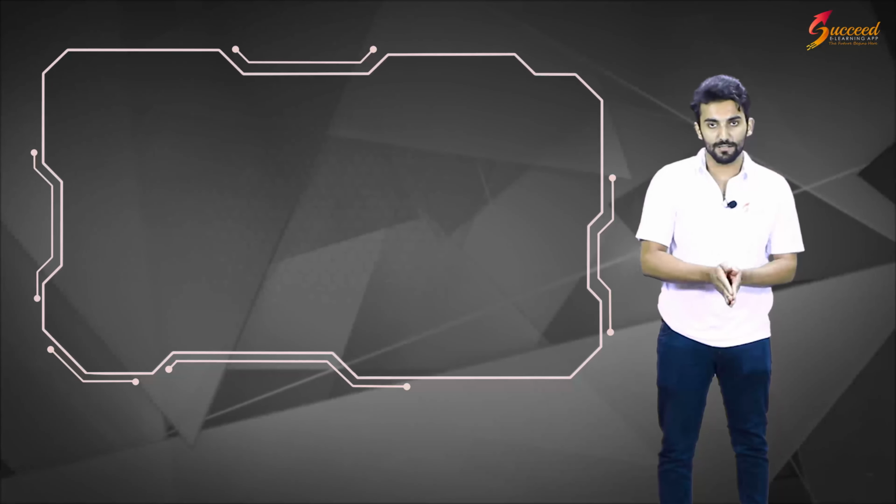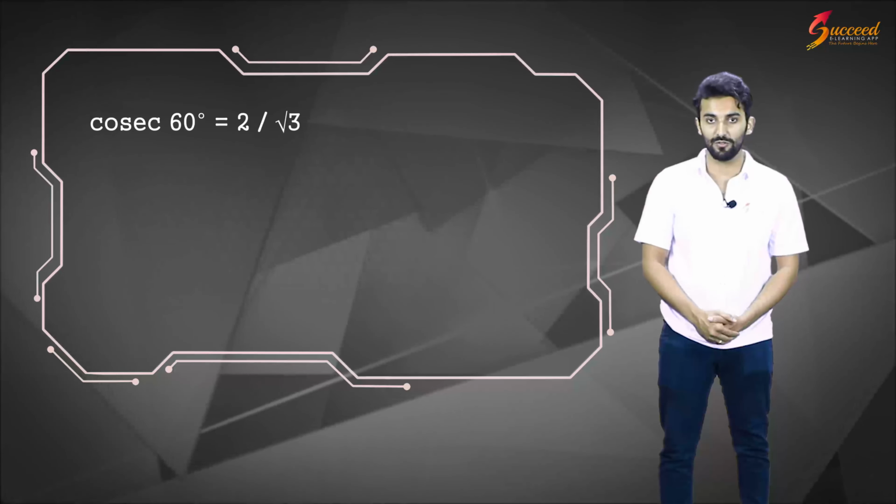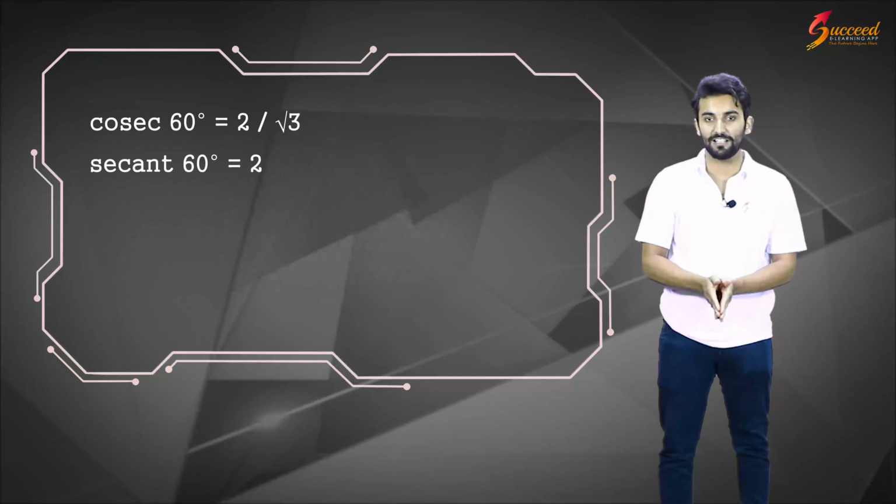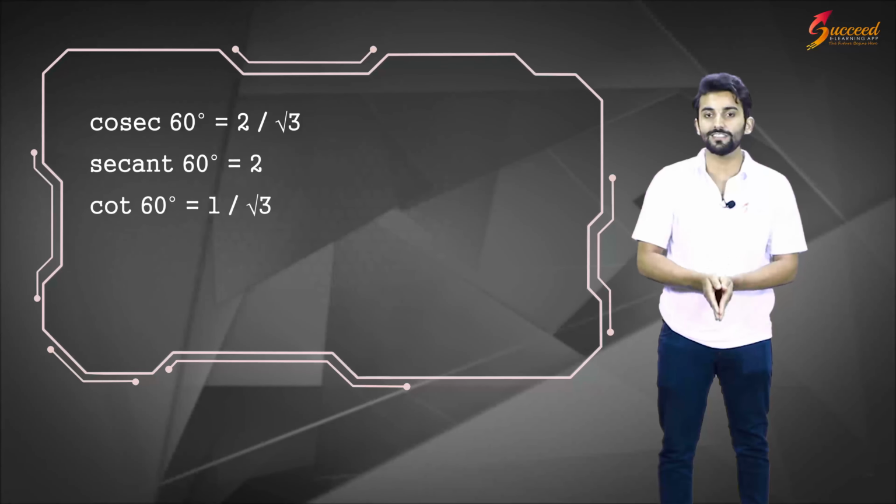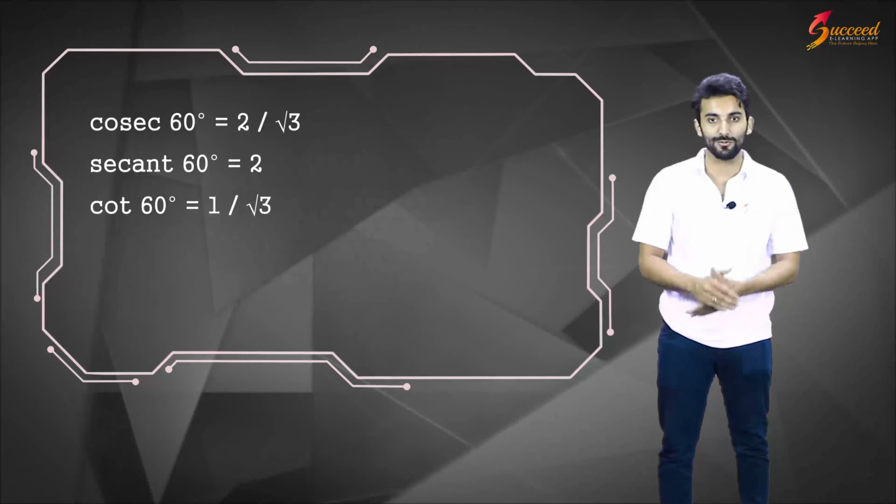Similarly, the reciprocals: cosecant 60 degree is equal to 2 by root 3, secant 60 degree is equal to 2, and cot 60 degree is equal to 1 by root 3.